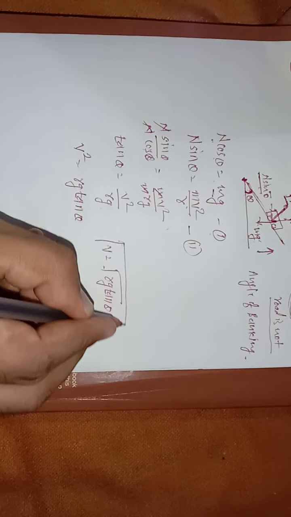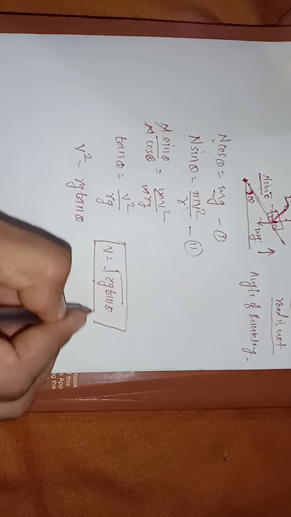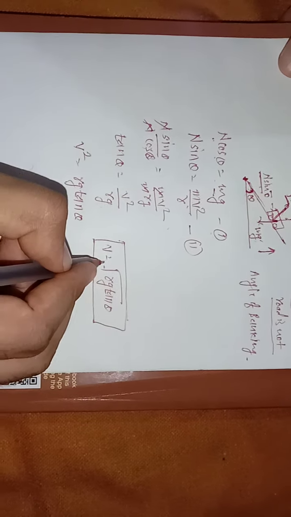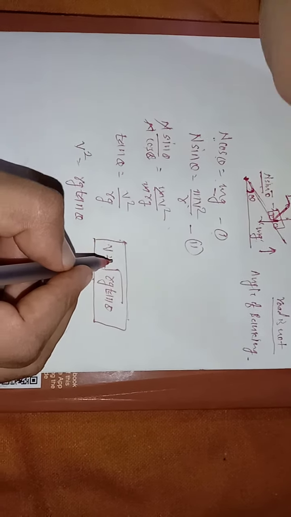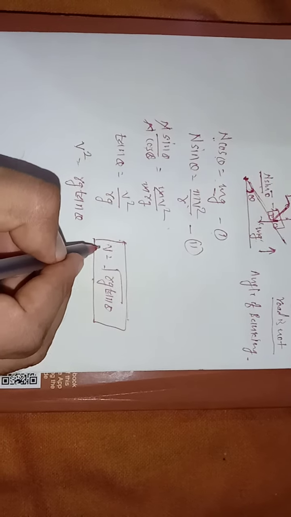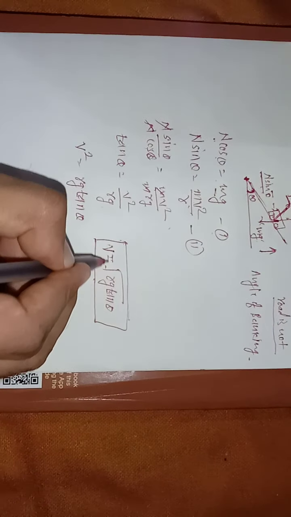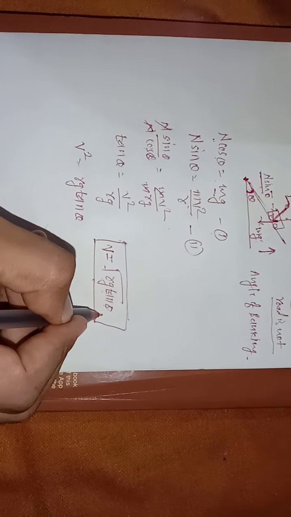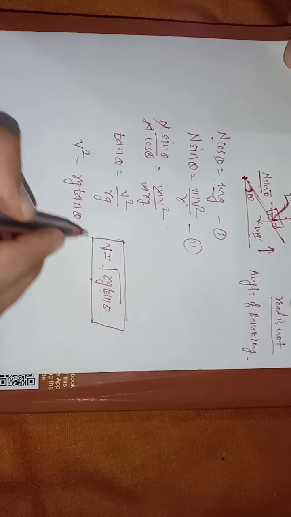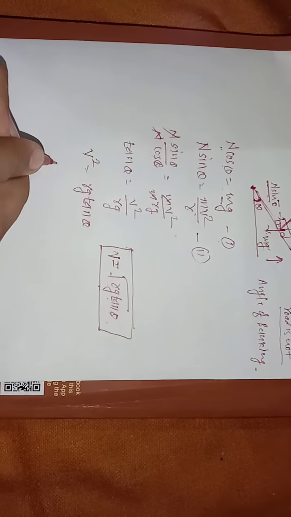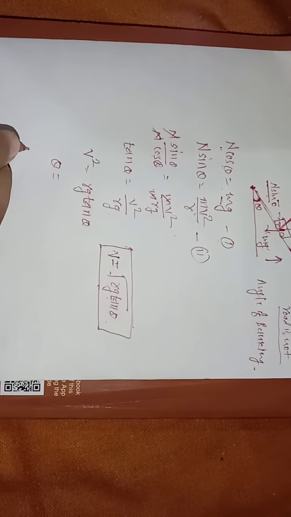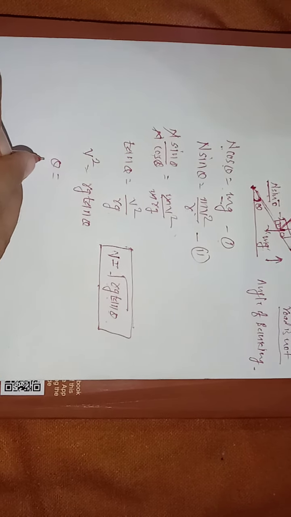So this is the most safe speed, that is not minimum or maximum, but the most safe speed on a banked road, and that's why we write that equation v is equal to under root rg tan theta. Second, we can find the banking angle, that is, we can get another expression for theta.